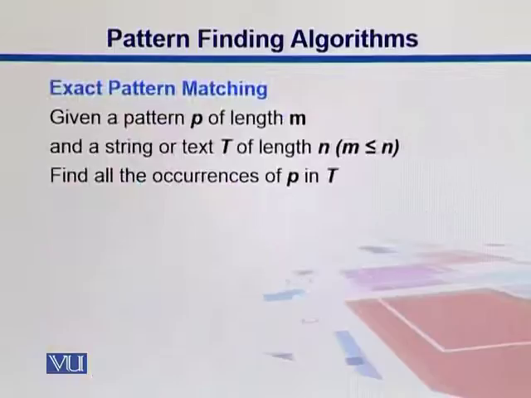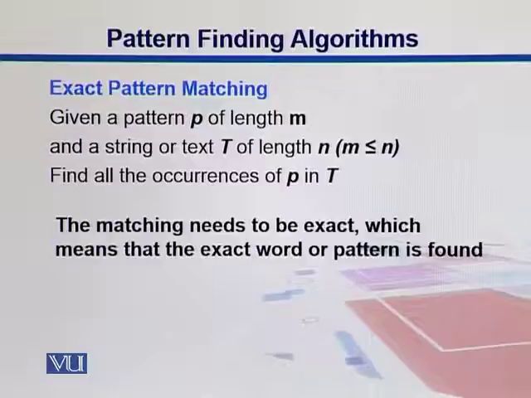So in exact pattern matching, we are given a pattern P of length m and a string or text T of length n, where m should be less than or equal to n, so it cannot be greater than that. So we are looking for a small or equal length pattern within a large or equal length text. Our objective is to find all the occurrences of P in T, and in this case the matching needs to be exact, which means that the exact word or pattern is found. So there are no gaps or substitutions, so we are interested in exact pattern matching.